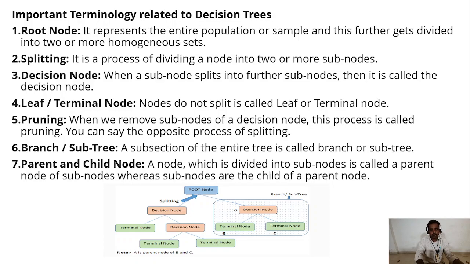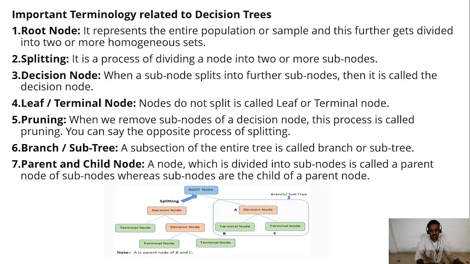What is pruning? Pruning is when you remove the subnodes of a decision node. This process is called pruning. You can say it is the opposite process of splitting. What are a branch and a subtree? A subsection of the entire tree is called a branch or subtree.